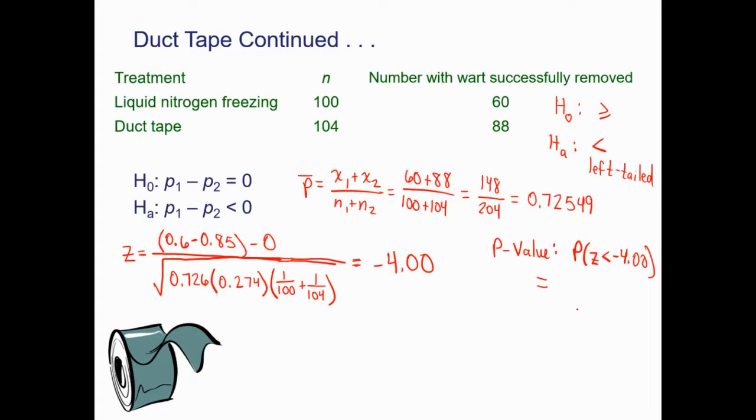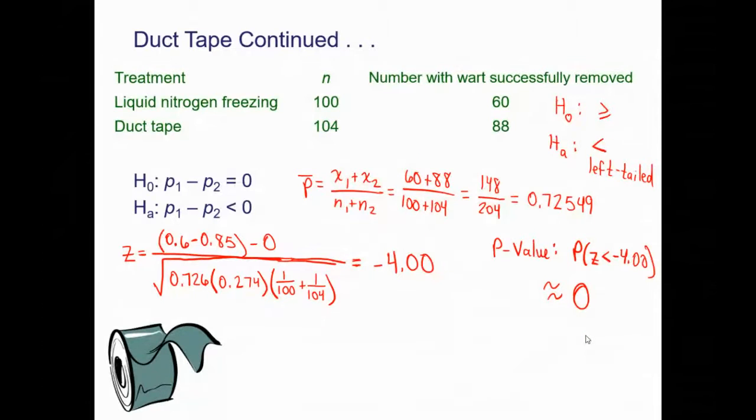Well, let's look at our Z table. Can we find -4 in the Z table? No. Why not? Didn't go that low. If it did, it'd be like 0.000005. We can say it's approximately 0, yeah. So we can just stop right here and say approximately 0.